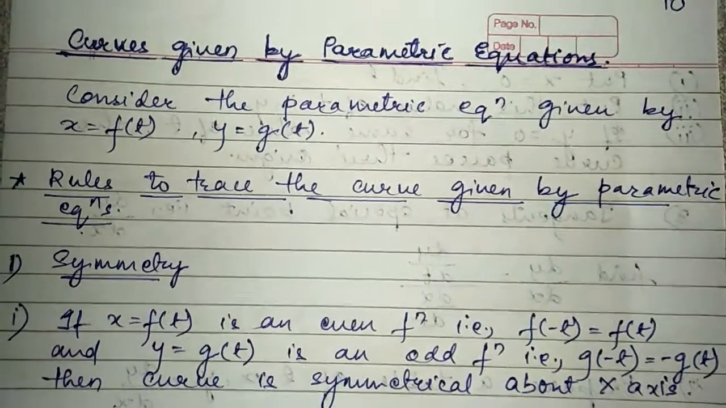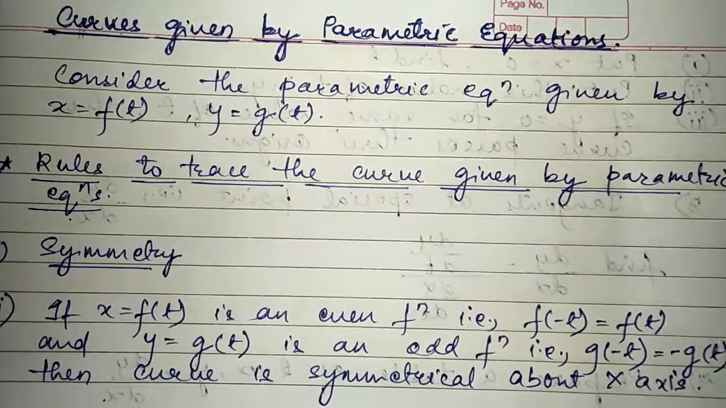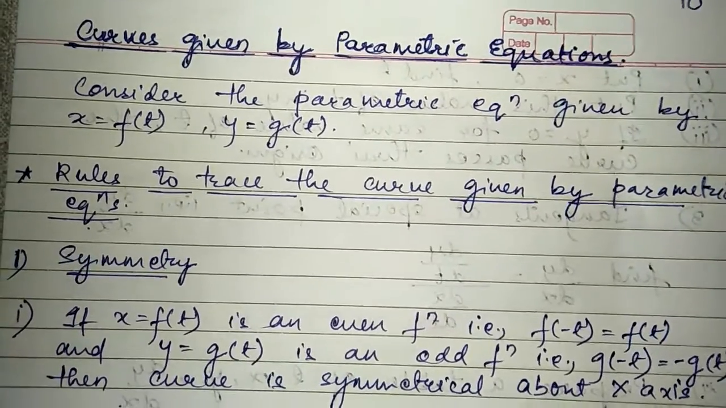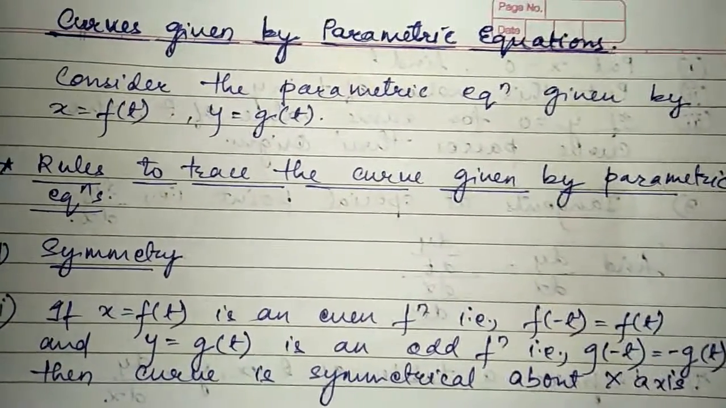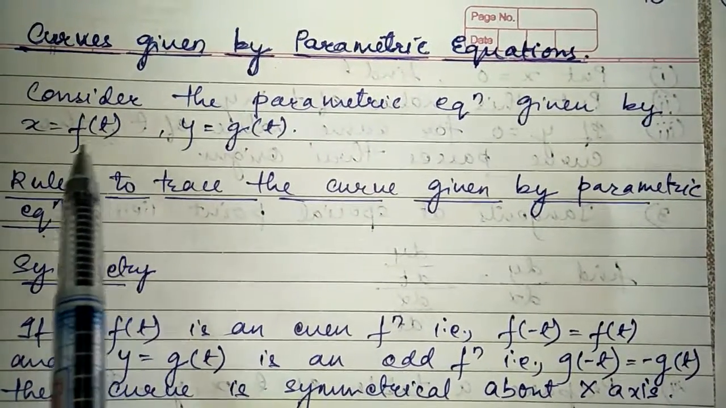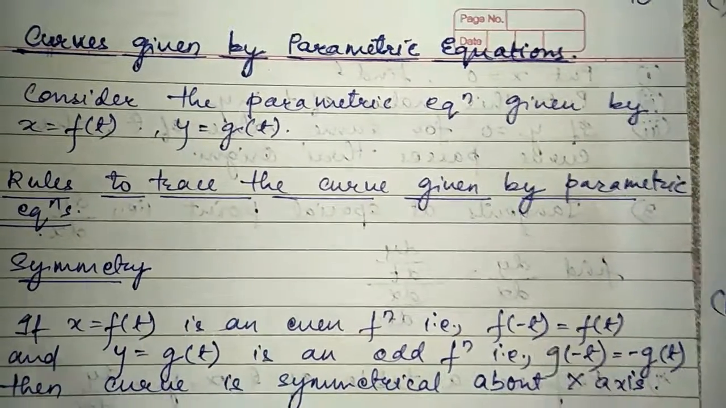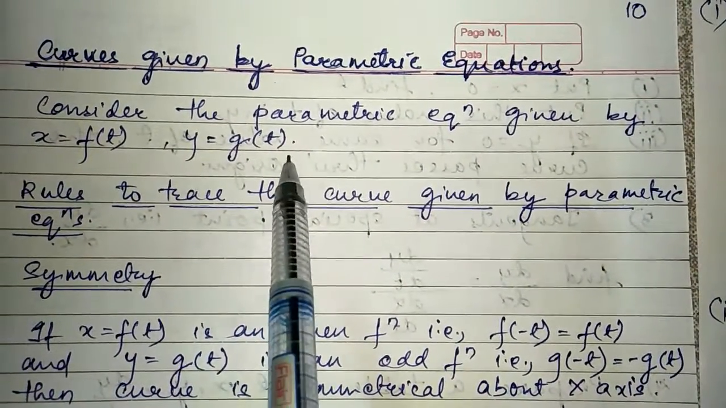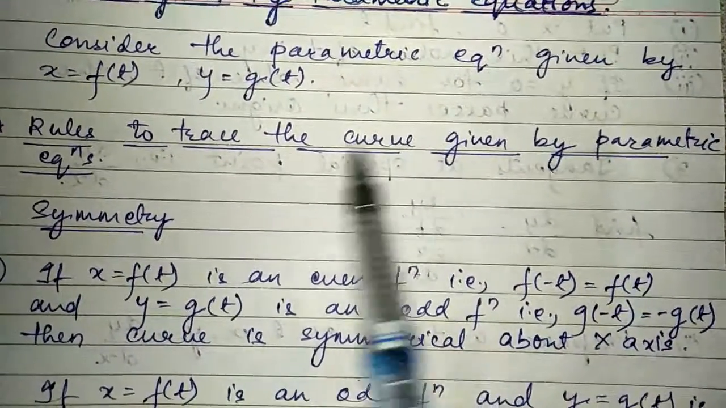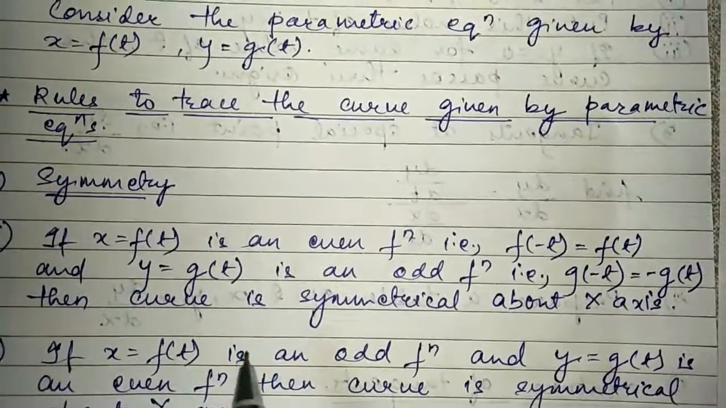Hello students, today in this video we will see how to trace a curve, the equation of which is given in parametric form. The equations of the type x is some function of t, that is f of t, and y is some another function g of t, are known as the equations in parametric form. Let us see the rules to trace the curve given by parametric equations.